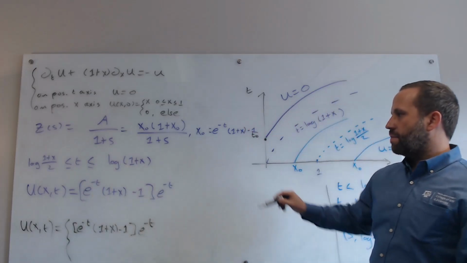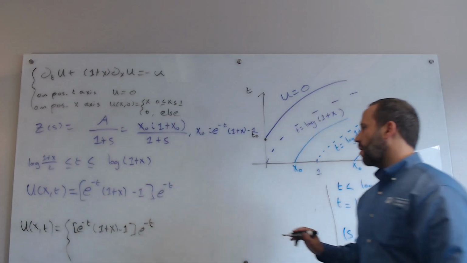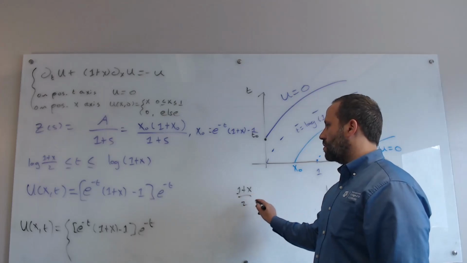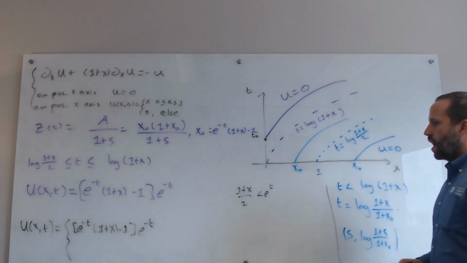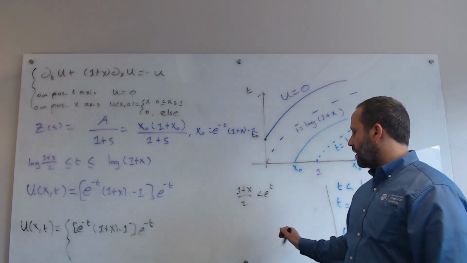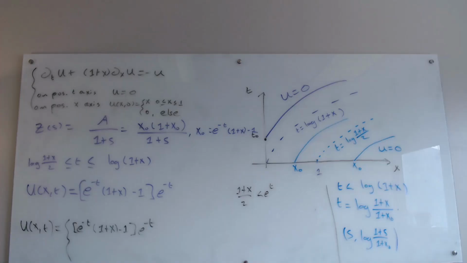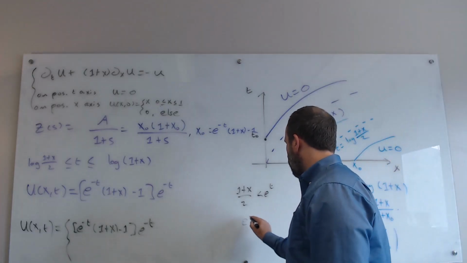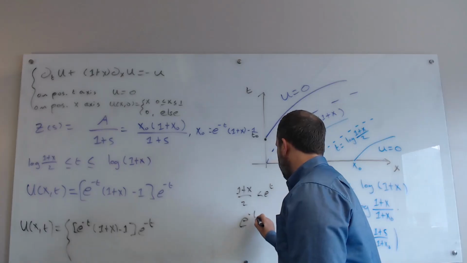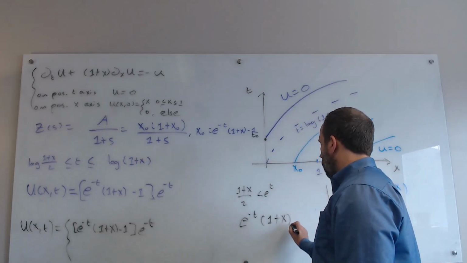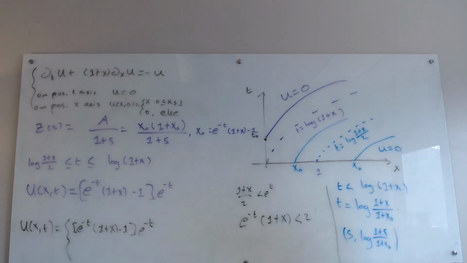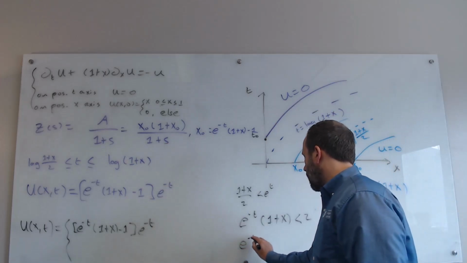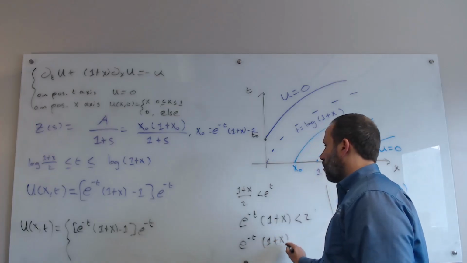Notice if I look at this inequality here, for example, and I raise e to the power of that, I'm going to have 1 plus x over 2 is less than e to the t. I can multiply both sides by 2, divide both sides by e to the t, and we've got e to the minus t times 1 plus x is less than 2. And then this other inequality would be e to the minus t times 1 plus x is greater than 1.